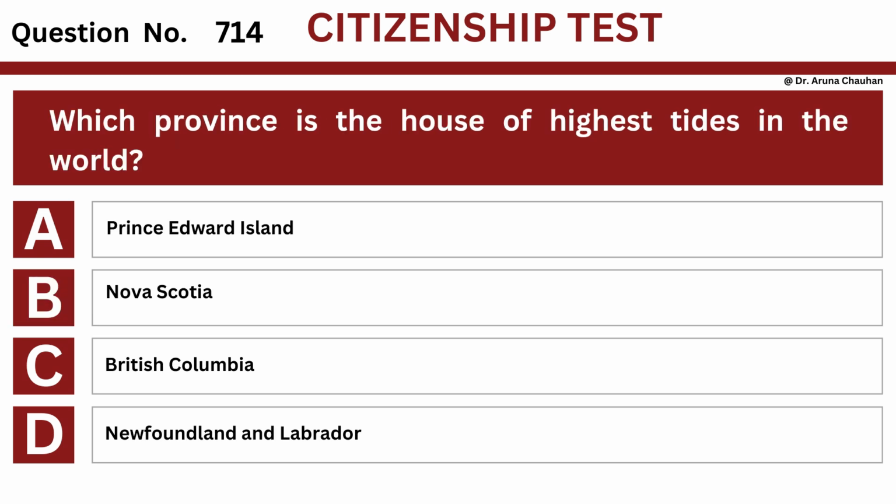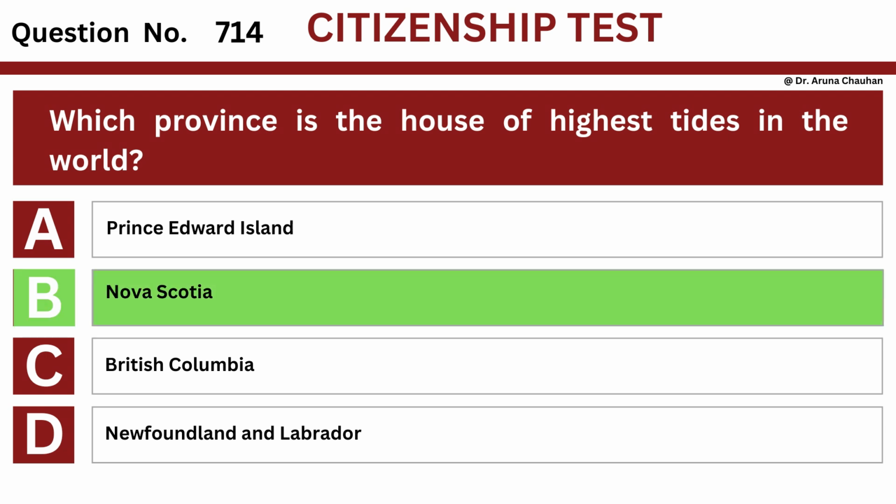Question number 714. Which province is home to the highest tides in the world? Option A, Prince Edward Island. Option B, Nova Scotia. Option C, British Columbia. Option D, Newfoundland and Labrador. The answer is option B, Nova Scotia.